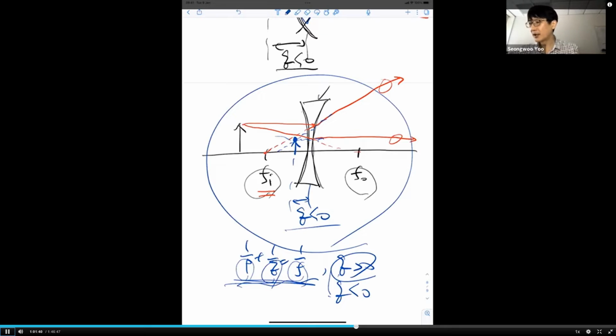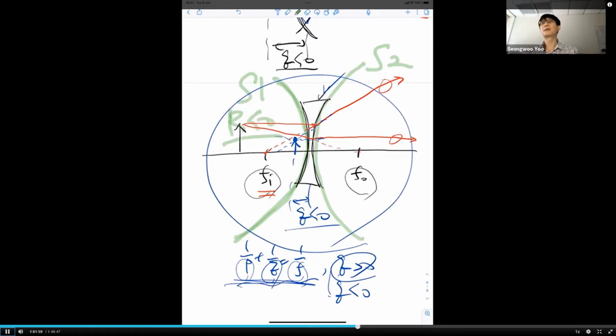For instance, let's have a look at the diverging lens. First of all, the diverging lens is composed of two surfaces, surface 1 and surface 2. This surface 1 is a concave surface, therefore its radius of curvature is negative. On the other hand, this S2 is a convex surface, therefore its radius of curvature is positive. So you will use your sign conventions to define the signs of R1 and R2 for the lens maker's equation. Now I'm going to move on to the next question.